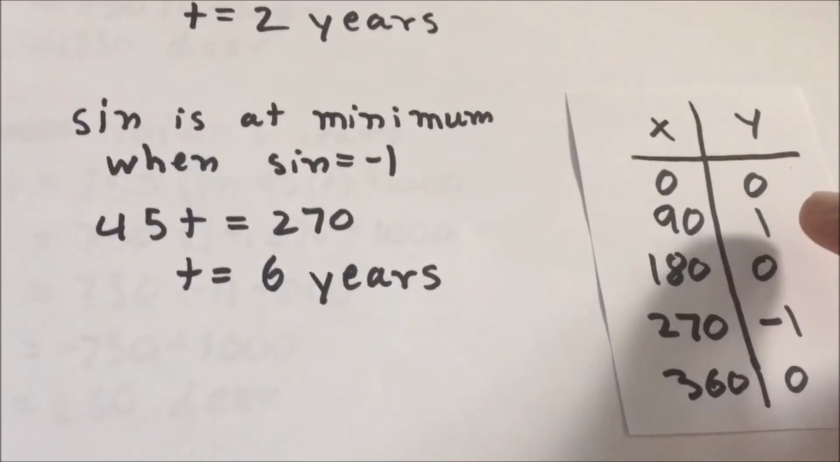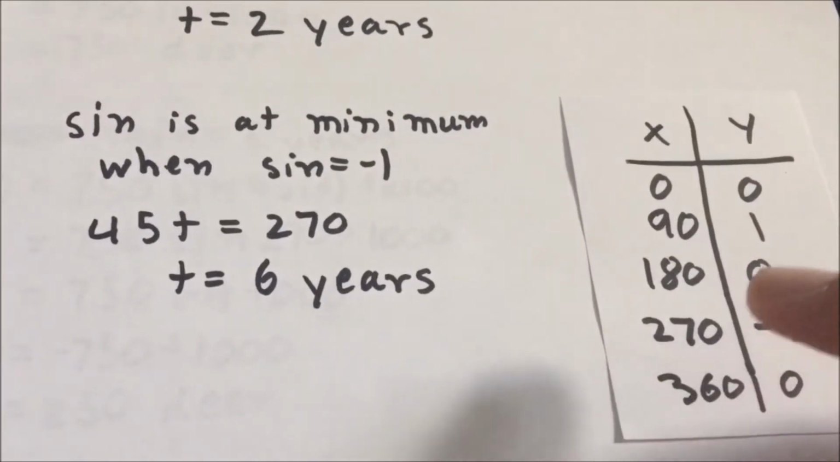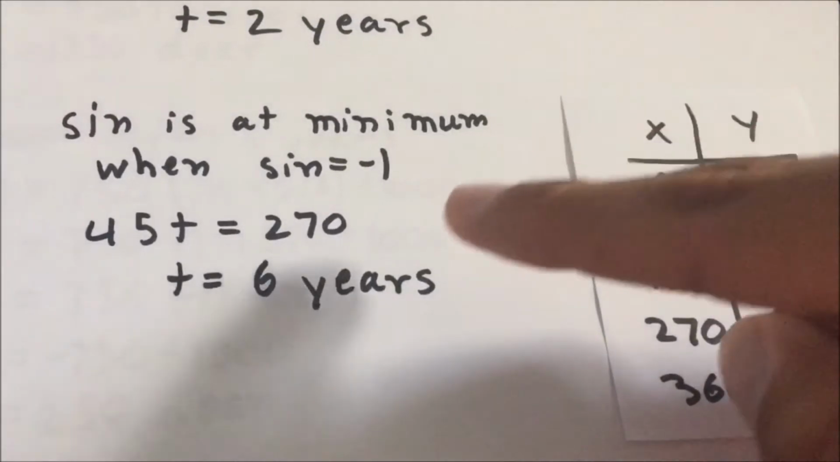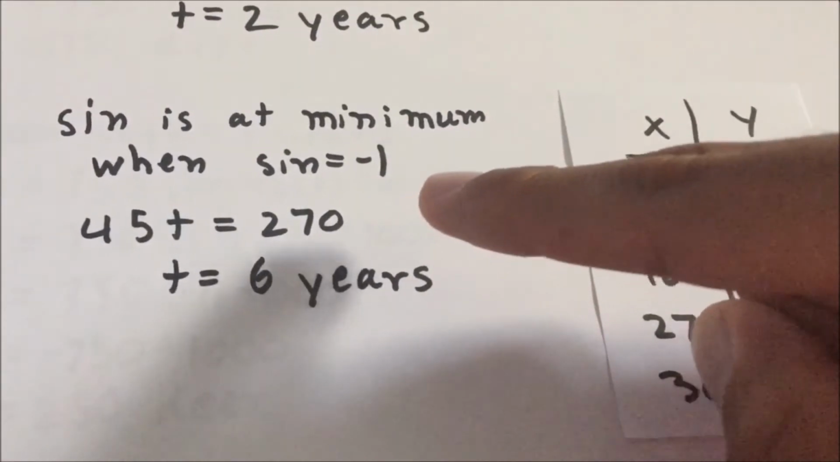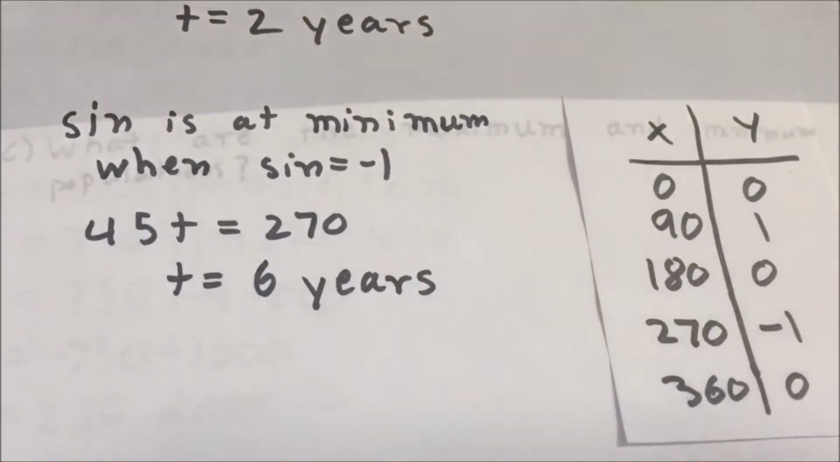Looking at this table once more, we know that sine x is at a minimum when sine x equals negative 1, and this is when x equals 270. So we set 45t equal to 270, and we isolate for t, which gives us 6, which means it takes 6 years for the population to reach its minimum.